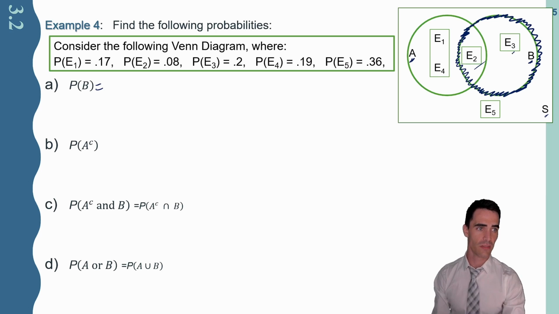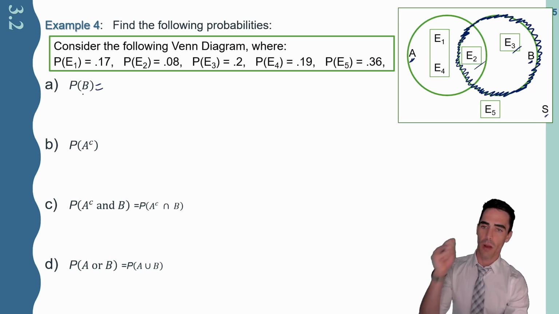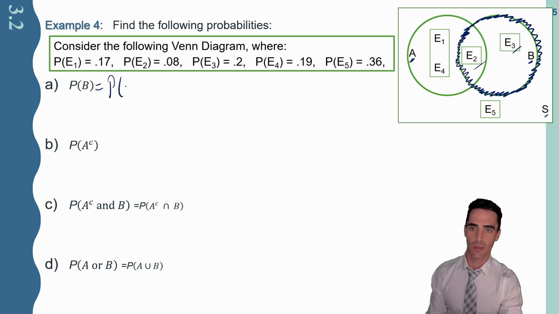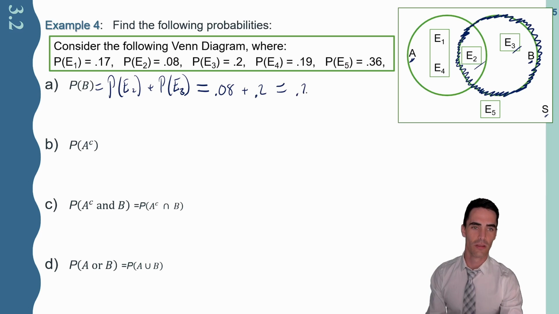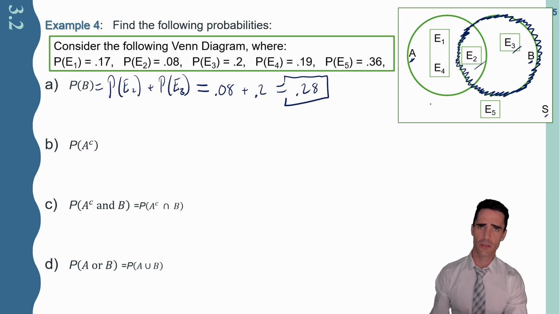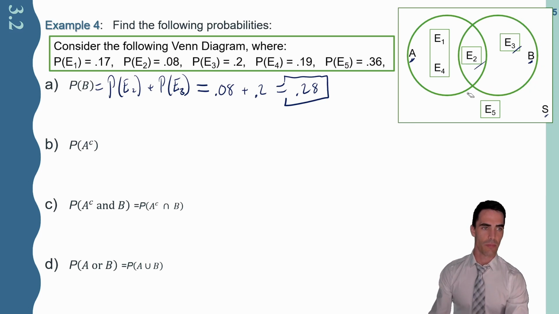There are two events inside of B. So I'll write here, the probability of B is equal to the probability of E2, which is inside of B, plus the probability of E3. These two events are inside of there. Both of these probabilities I can pull from the table above. The probability of E2 is 0.08 or 8%, plus the probability of E3 is 0.2 or 20%. If I add those together, I should get 0.28. And there's my probability that B occurs. So it's understanding what the events do, and then we simply pull and add the probabilities. Let's look at another example.